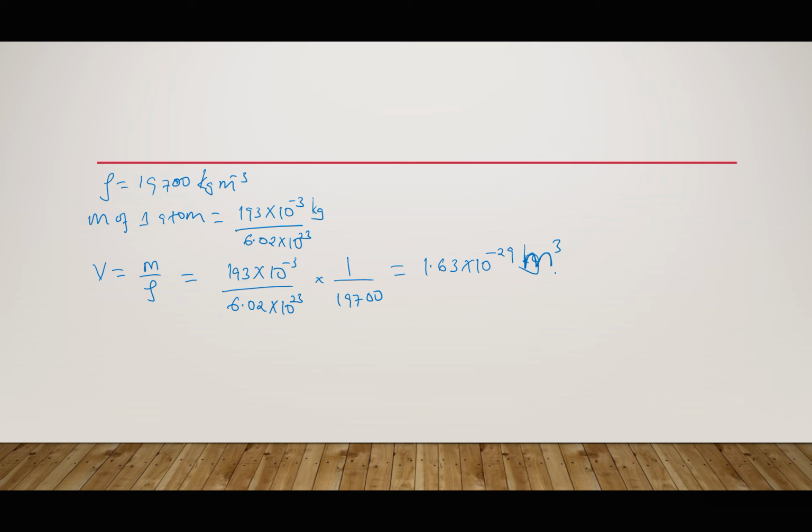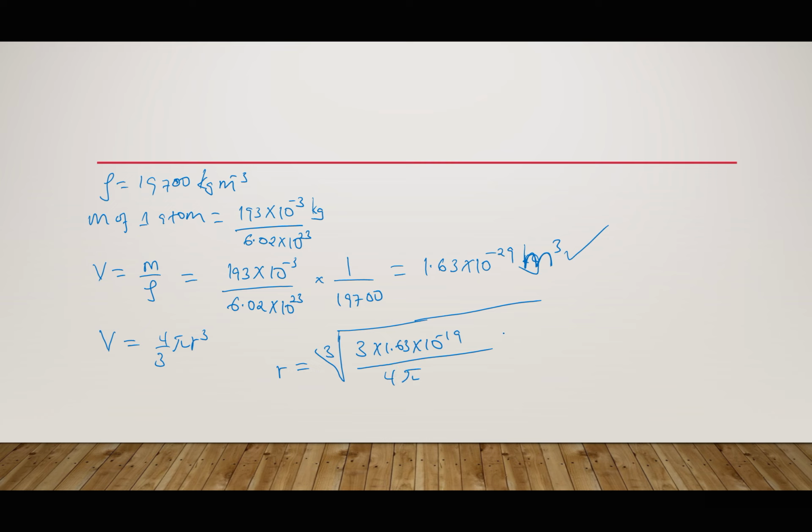Hence, find the radius. They told us to find the radius of the atom. So this is the volume of the atom approximately. Let's find the radius approximately. So we assume that the atom is spherical. The volume of a sphere is 4 over 3 pi r cubed. So it means the radius is going to be equal to the cube root of 3 times the volume, 1.63 times 10 to the power of minus 29, then we divide this by 4 pi to get the radius.